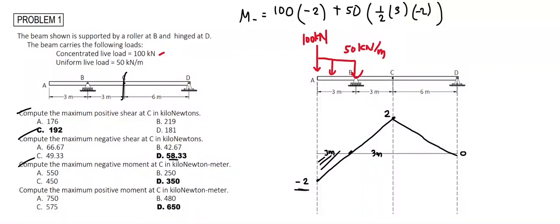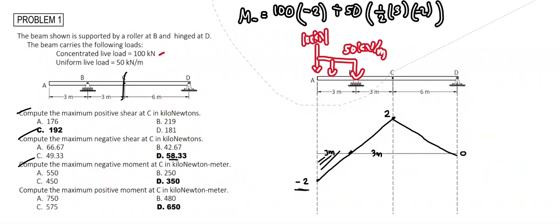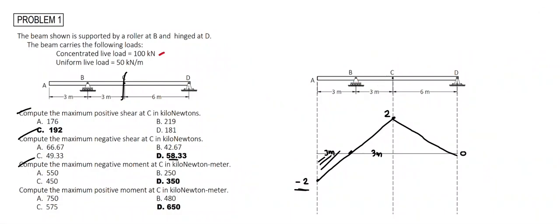And to compute for the maximum positive moment, we will move our loading to the segment where the influence line diagram is positive and maximum. So our concentrated live load will be placed at point C, where it will have a factor that is positive 2. That is the point where moment is maximum. And for the uniform load, we will place this between B and D.